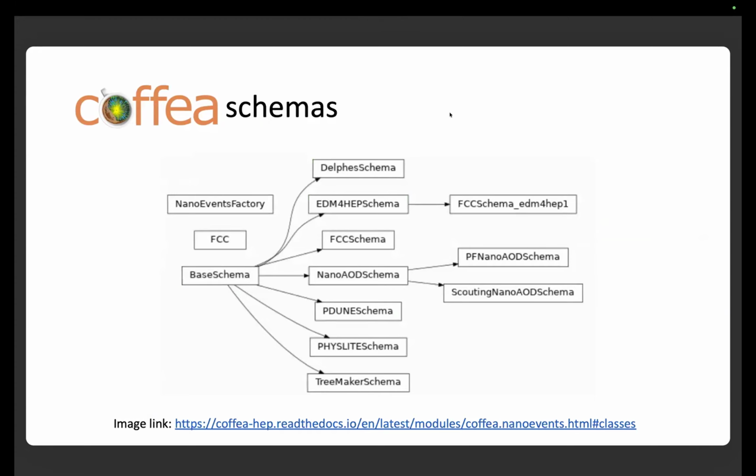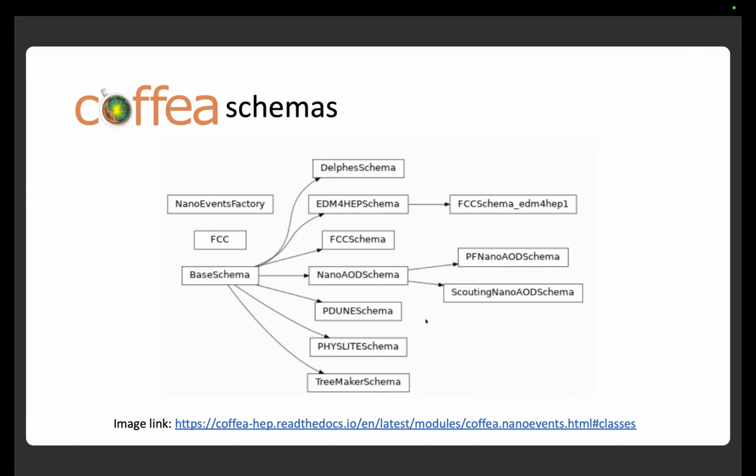So Coffea implements different schemas. They all inherit from a base schema, in an inheritance graph. We have support for different things like the NanoAOD schema, PHYSLITE, Delphes schema, TreeMaker, and from the NanoAOD schema we can make particle flow NanoAOD, scouting NanoAOD, and so on. And all these schemas describe different ways to restructure this Awkward Array.